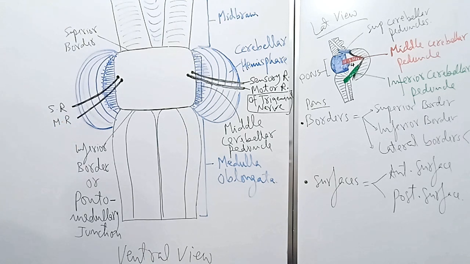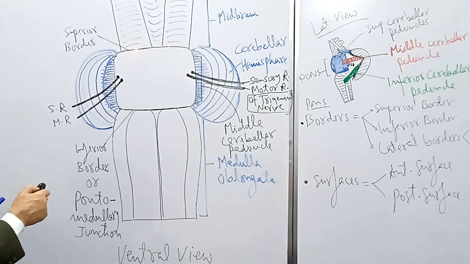Now can you see the surface attachment of the trigeminal nerve is close to the anterior surface of the pons and the middle cerebellar peduncle. In this way, the surface attachment of the trigeminal nerve will help you to identify that this is the lateral border of the pons. It is just lateral to the attachment of the sensory and motor root of the trigeminal nerve.